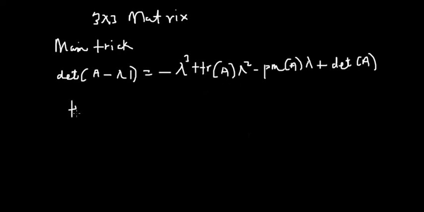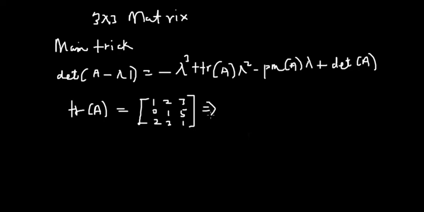So tr is the same as the trace of a matrix. Let's say we have a matrix in this form: 1 2 3, then 0 1 5, and then 2 3 1. Finding the trace is just summing up the diagonal. You can notice that the diagonal is 1, 1 and 1. So the trace of this 3x3 matrix is equal to 3. We sum up the diagonals.